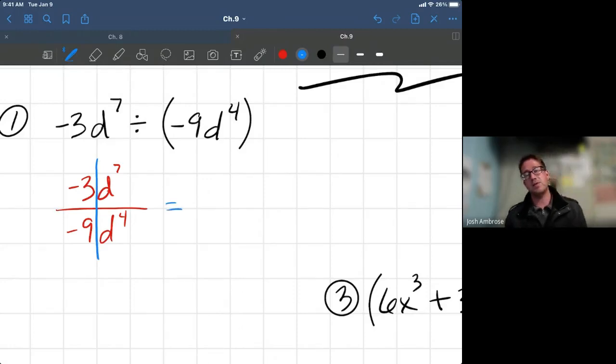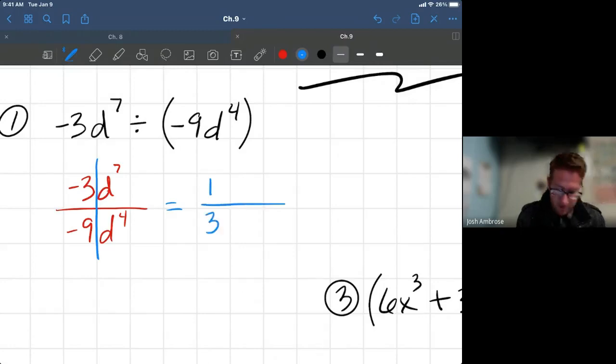Negative 3 over negative 9. They're both negatives, so the answer is going to be a positive. 3 goes into itself, and it goes into 9, so there's a 1 over a 3. And if any of you ask, do I have to write the 1? No, you actually don't have to write the 1. But for those of you that like the visual, I'm putting it there.